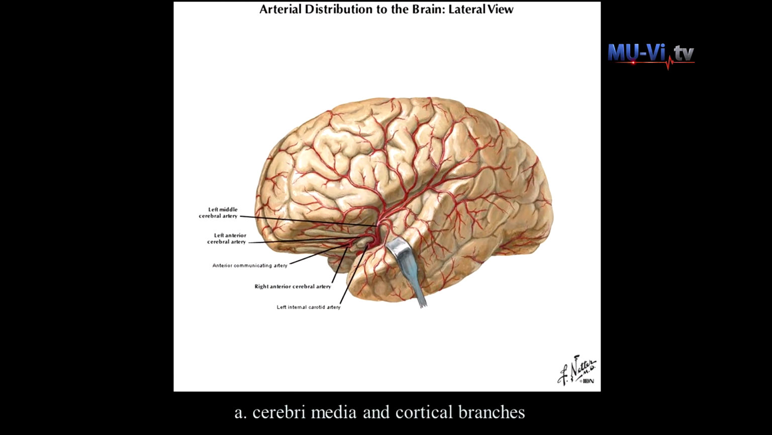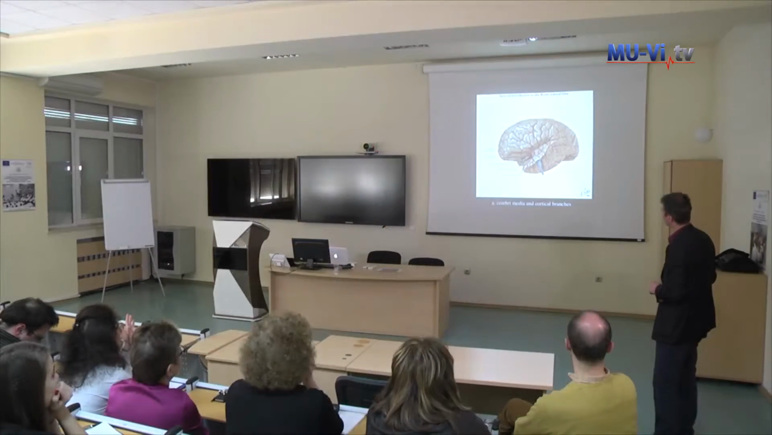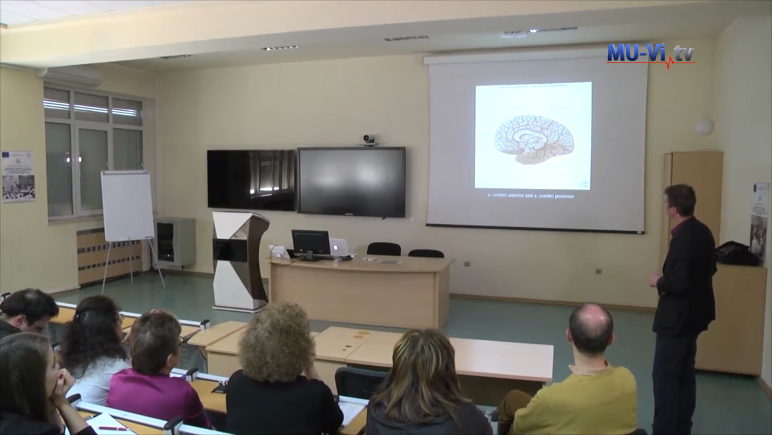So this is a view of the arteria cerebri media and the cortical branches. I have to say this is a simplification of the truth. I will show you some real pictures in a few minutes. And well, you can say this is a supplying area of the middle cerebral artery. When you reach the edge and continue into the hemisphere, it would be the supply area of the anterior cerebral artery, and this would be the supply area of the posterior cerebral artery.